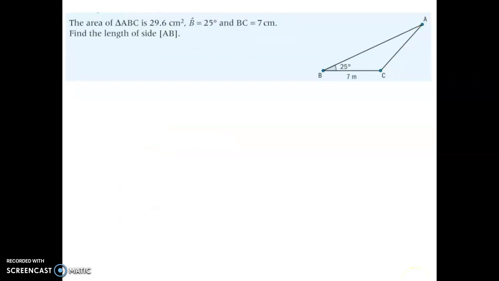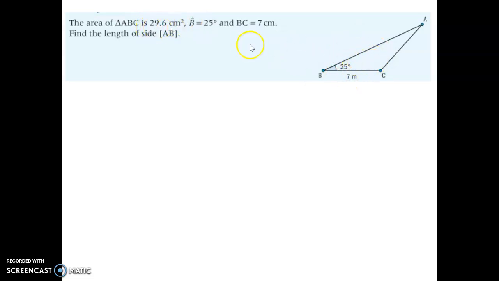Now this problem is a little different. Let's read it carefully. It says the area of triangle ABC is 29.6. So it gives you the area to begin, and then it gives you one angle and one side. If you hadn't read this carefully, you might have said, I only know an angle and a side. That's not enough to find the area anyway. So that's why reading this problem carefully is important.